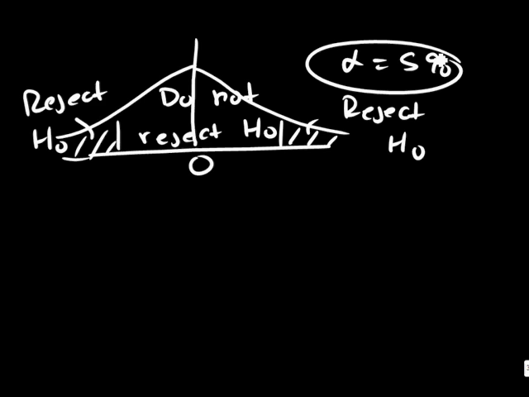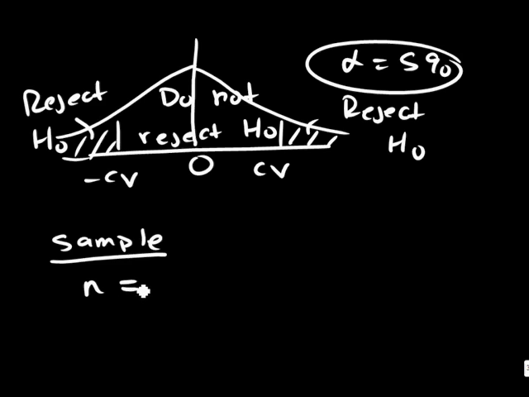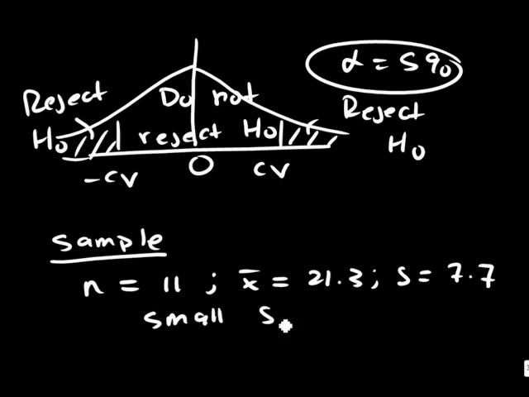However, sample information that is given to us in question 11, again, is a small sample. Sample size here is 11 with a sample mean of 21.3, sample standard deviation of 7.7. And again, we have a small sample. We will have to use the student's distribution, or the t-table here.